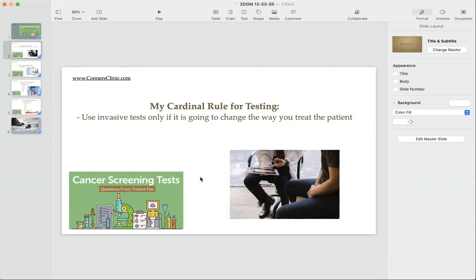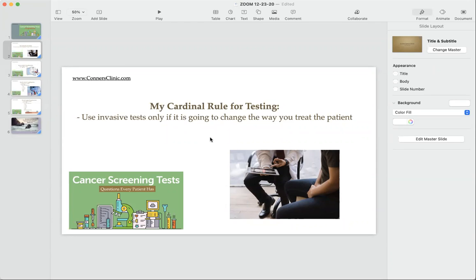So when I get comments from patients saying, my doctor wants me to do this CT scan, what do you think? My question is, okay, you're not doing chemo right now. If the CT scan comes back worse, are you going to do chemo? And if they say, well, no, I'm not going to do it, well, then why do the CT scan?